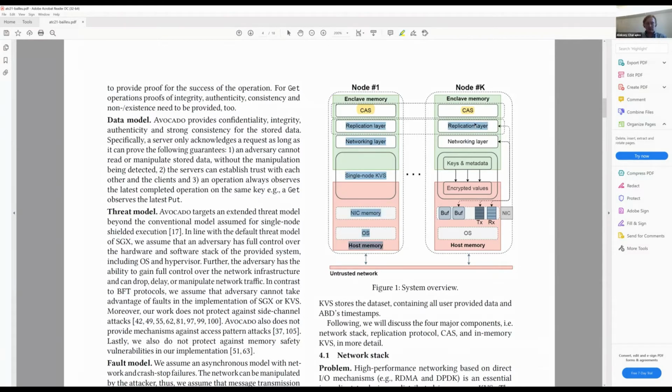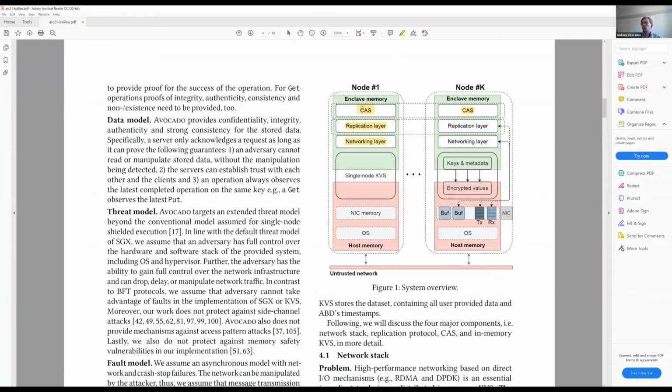Replication layer. In this particular key value store, that's an ABD algorithm. So it does only puts, gets, and deletes. It doesn't allow for more complicated APIs like scans, range operations and things like that. Then there's a networking layer in their system that's based on kernel bypass. It's using the eRPC framework that we already saw in one of the previous papers.